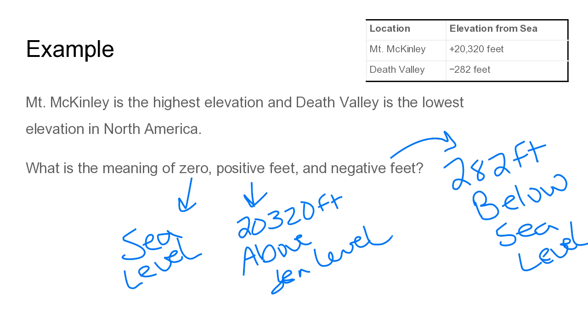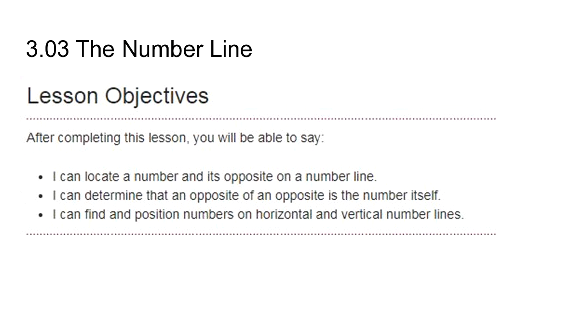Very good. All right, so we have already finished 3.02. We're going to move on to 3.03, the number line. So after this, you should be able to say that you can locate a number and its opposite on a number line. I know 3.02 and 3.03 are pretty easy. You're also going to be able to determine that an opposite of an opposite is itself. And that may not make sense right now, but we'll do it later. And you will also be able to find and position numbers on horizontal and vertical number lines.